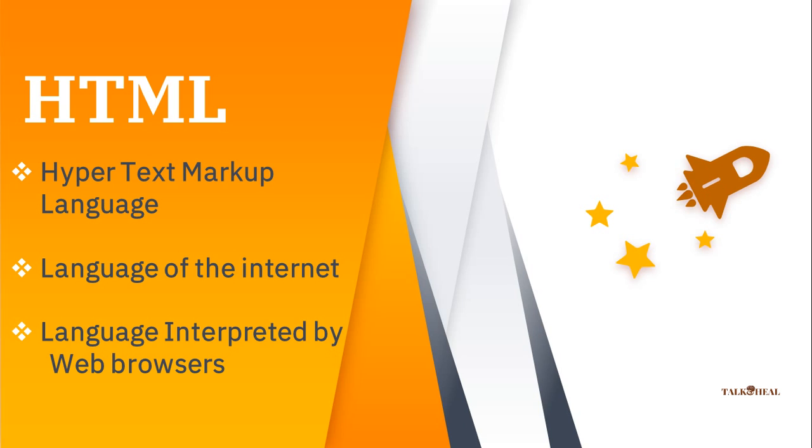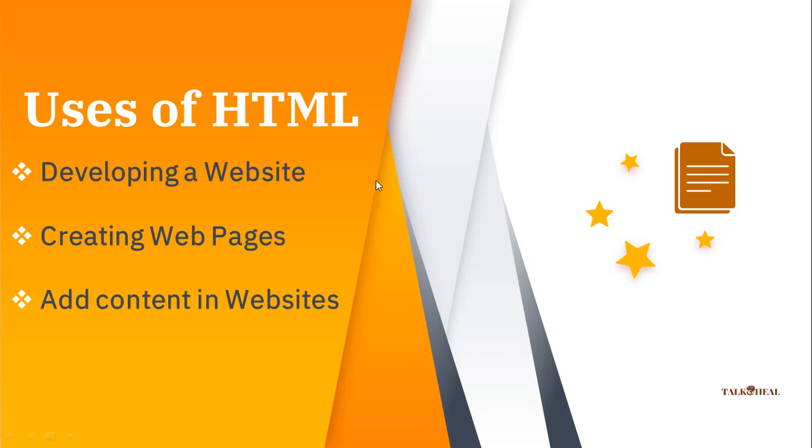So what are browsers? Just like we talked about before, they are your search engines such as Google, Internet Explorer, Mozilla Firefox. All of these are known as browsers. This language is interpreted by those browsers, which means that you can use it to create a lot of web pages, websites, and a lot more using the HTML language. HTML is used to develop websites, create web pages, and add content. So what is this content that you can add to your website, and how can you add it?